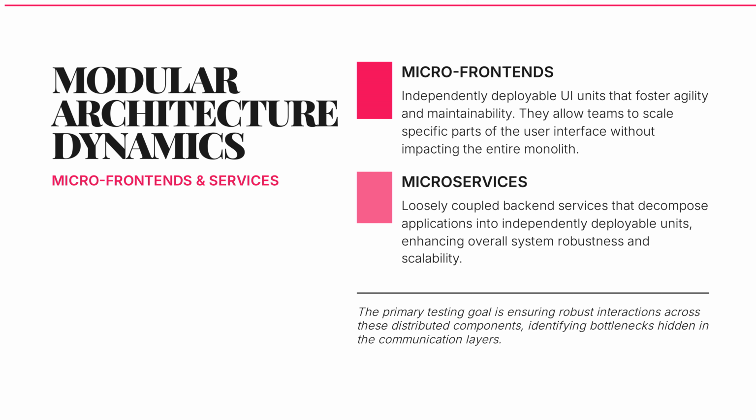Modularization has extended to the front end. Micro-frontends allow teams to develop and scale parts of the UI independently. When combined with a microservices backend, the entire system becomes more robust. However, this modularity also means that performance bottlenecks can hide in the interactions between these loosely coupled services. Our testing must therefore validate not just individual components, but the system as a whole.